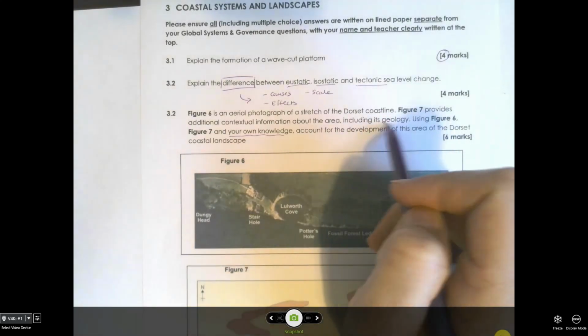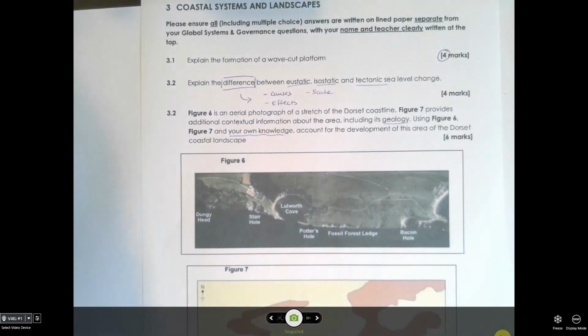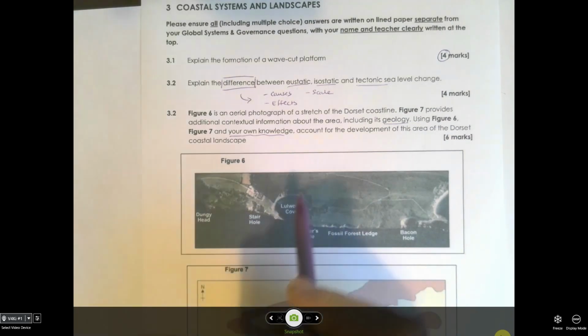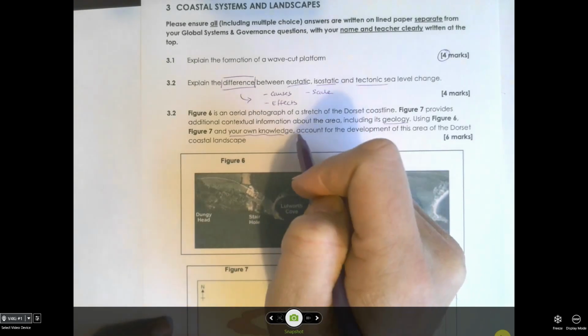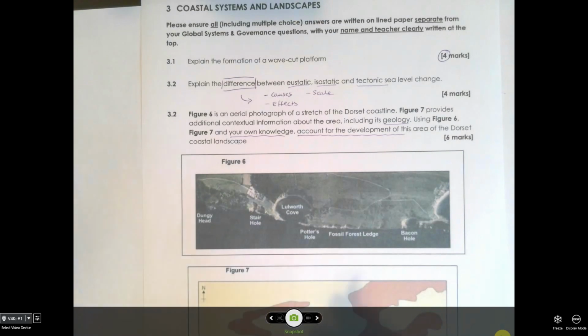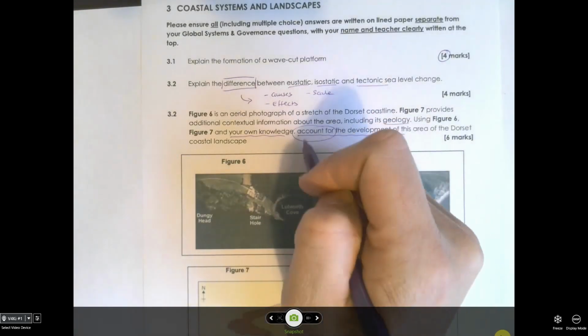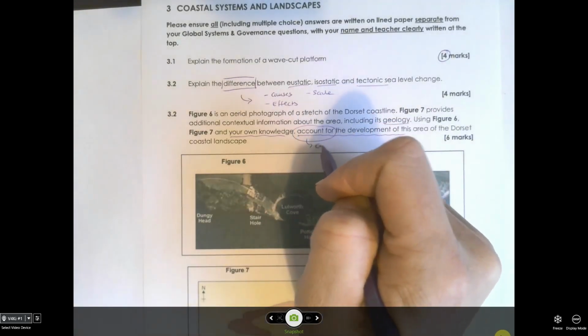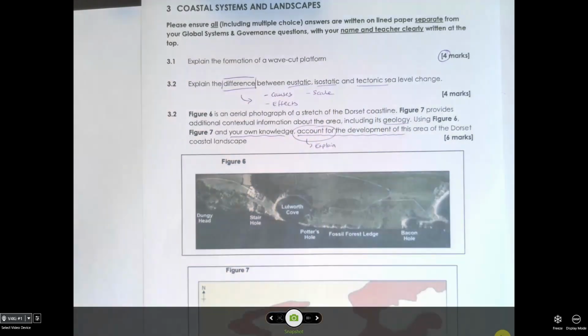And this is the bit that's really important. Using figure six and seven and your own knowledge, account for the development of this area of the Dorset coastal landscape. Now, this is a little bit of a confusing term sometimes. Account for the development of. Account for, we can think about really as just being another way of asking you to explain, okay? So really, this is asking you to use the maps to explain the development of this area.